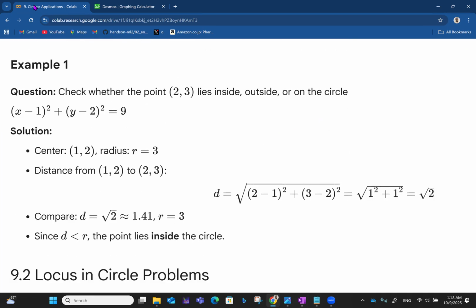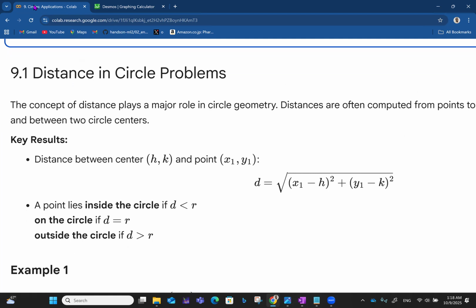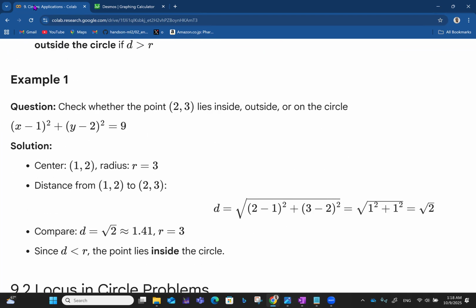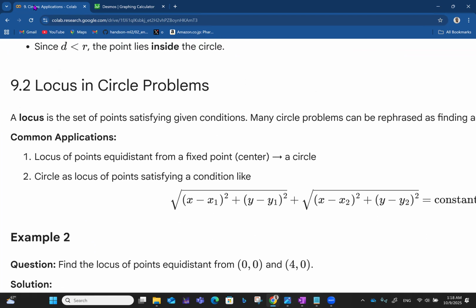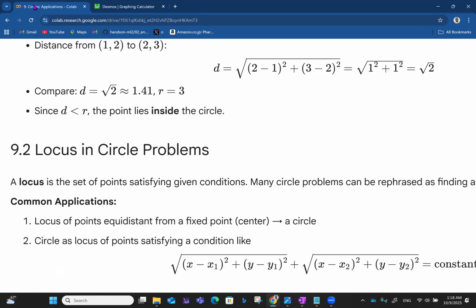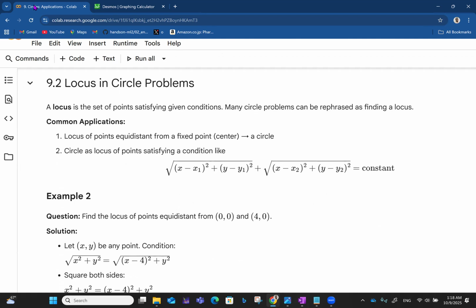Then we talk about locus. One application of a circle is that we can find the distance from the center of a circle to any other point, and we can find out if a point lies within, on, or outside. Like in previous videos, if the point (x1, y1) lies on a circle centered at the origin, it means that x1 squared plus y1 squared must be equal to the radius squared. Then we have locus in circle problems.